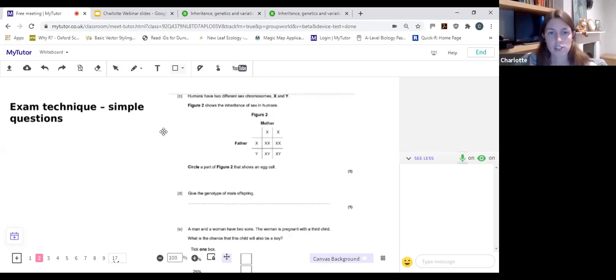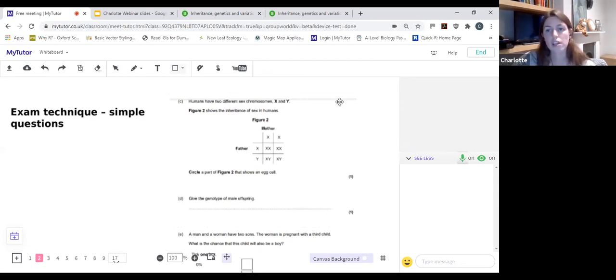So we've got a question at the top here. So humans have 2 different sex chromosomes, X and Y, and figure 2 shows the inheritance of sex in humans. Oh, you did this one with Olivia. Good, you'll know the answer. So when we're talking about exam technique, one of the things I always suggest is underlining keywords. So if we were going to approach this question in an exam, take a pencil in with you, a coloured pencil if you're allowed it. I usually use a red one, and I underline the keywords.